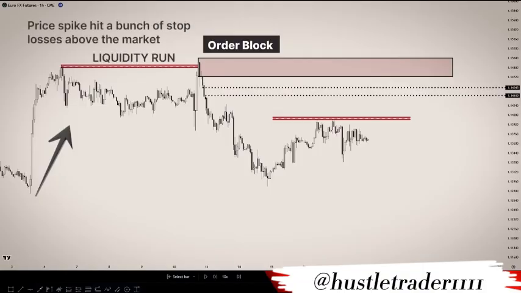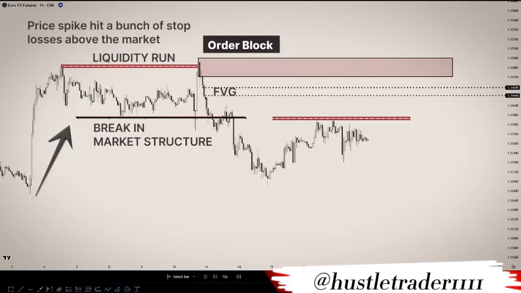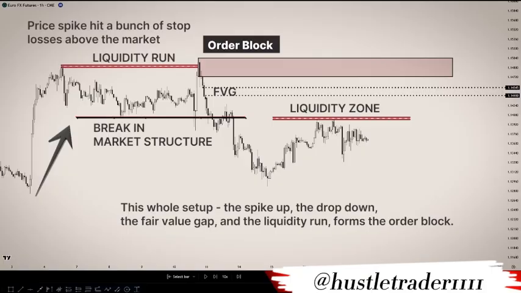This spike might hit a bunch of stop losses above the market. That's our liquidity run. Right after this spike, price drops hard. It falls below recent lows. This is our break in market structure. The uptrend is now in question. As price falls, it leaves a fair value gap. Just below the order block, there's also a liquidity zone. This whole setup, the spike up, the drop down, the fair value gap, and the liquidity run, forms our order block. If price comes back to test it later, that's a decent short opportunity.